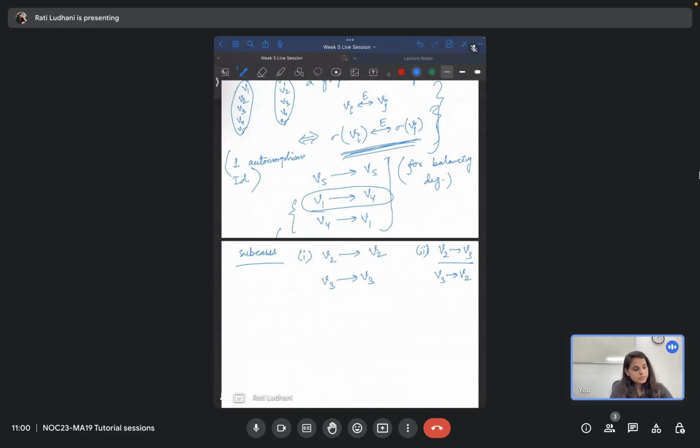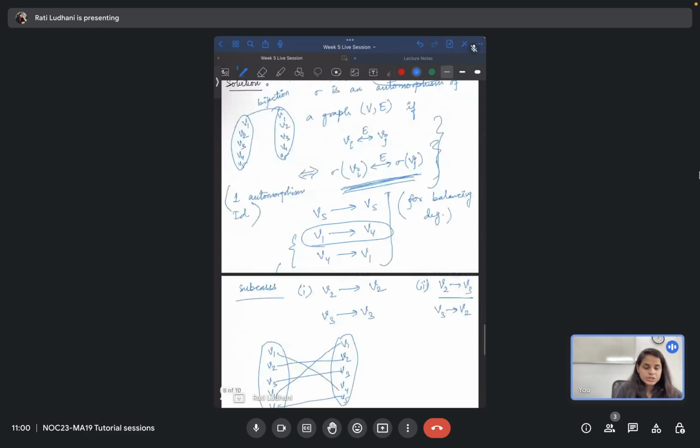Let's check about this one. So you have v5 mapping to v5. So I'll write it like v1, v2, v3, v4 and v5. You have v1, v2, v3, v4 and v5. So v1 is mapping to v4, v4 is mapping to v1, v5 is mapping to v5, v2 is mapping to v2, v3 is mapping to v2. Now let's check the edge part.